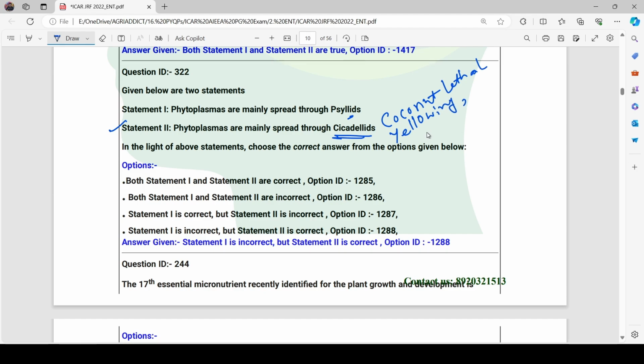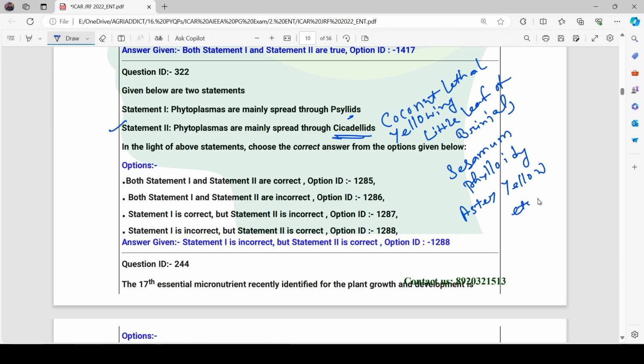then little leaf of brinjal, a very important disease. Then Sesamum phyllody, then aster yellows, etc. And one phytoplasma that is transmitted by psyllid.